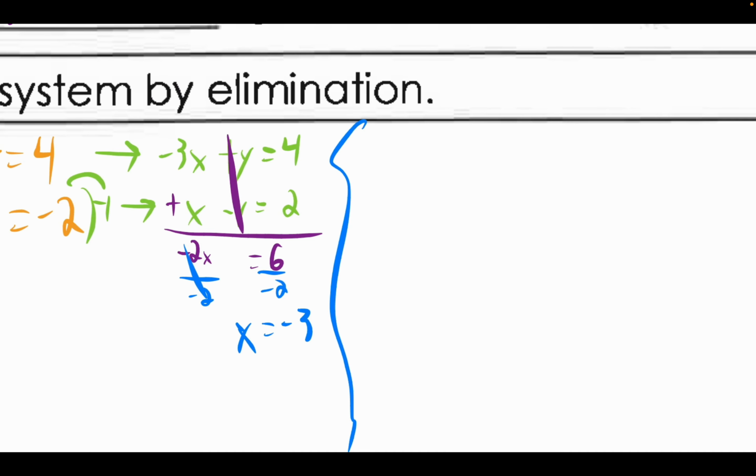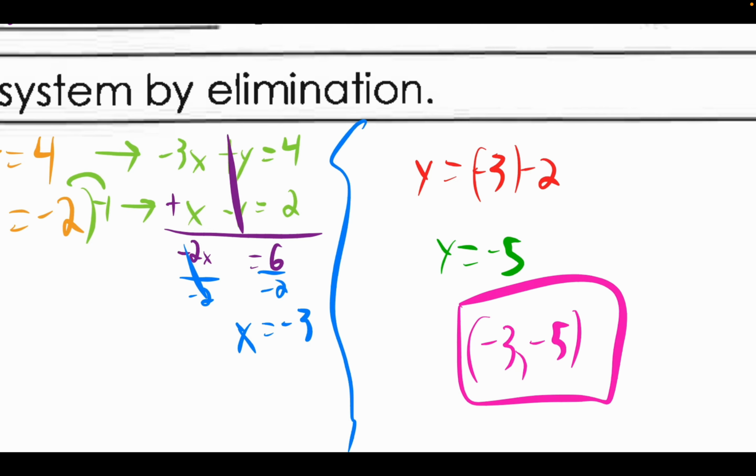So when I plug it back into this bottom equation, instead of y equals x minus 2, it should be y equals -3 minus 2. Now, as we complete this, we end up getting y equals -5. Now our answer is -3, -5. And that would be correct, actually, this time.